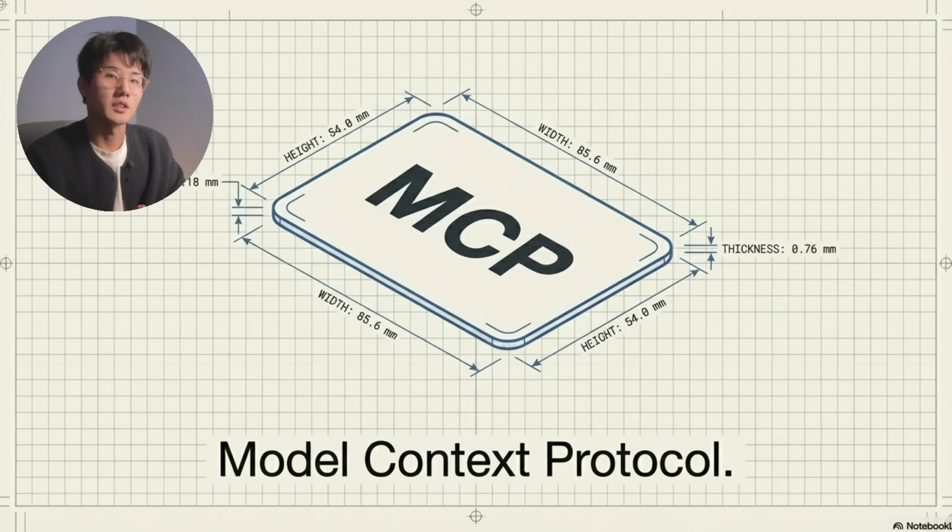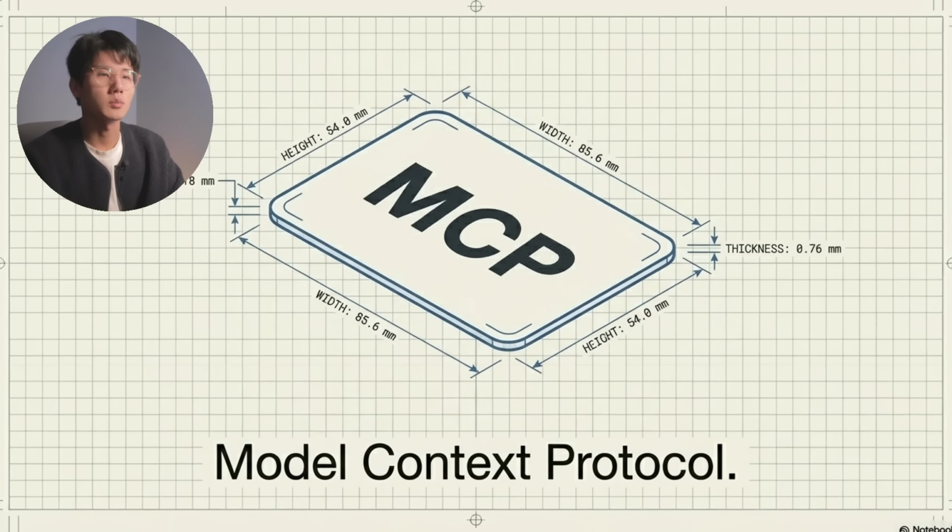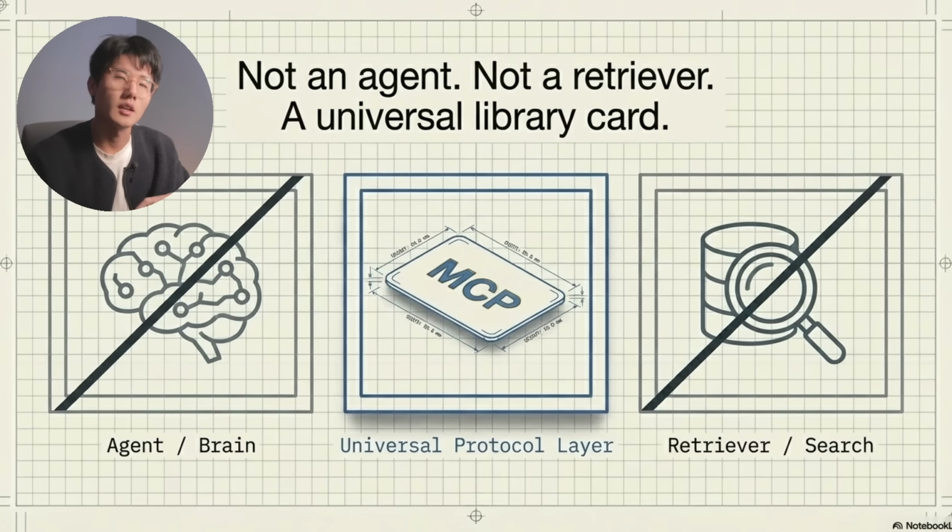Let me show you. Now the senior librarian needs to access multiple branches of your library. The documents live in one place. The database lives in another. The ticketing system is somewhere else. How does the librarian get into all of those? That is where MCP comes in. You probably heard of it. Model Context Protocol.